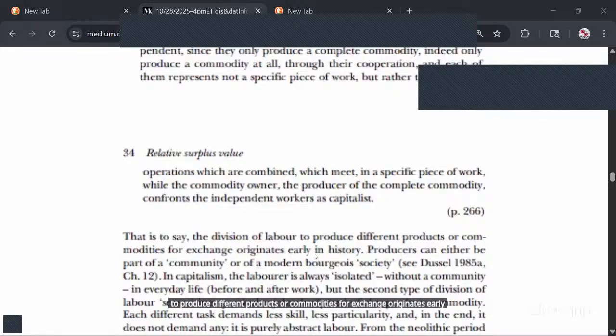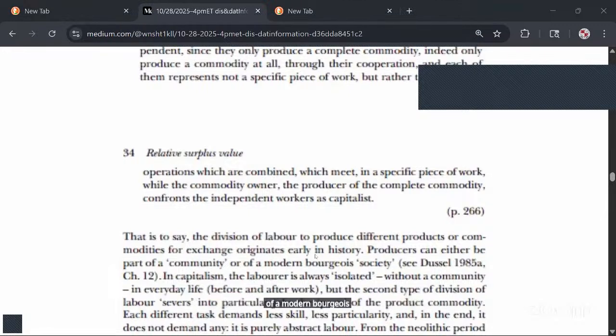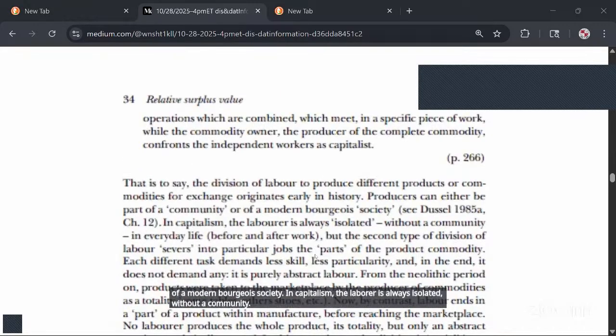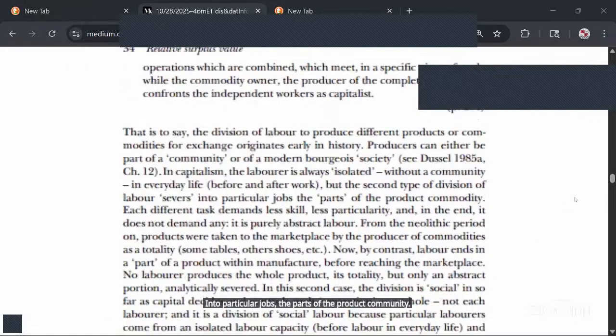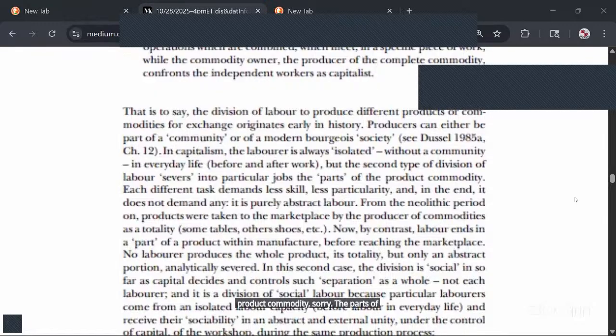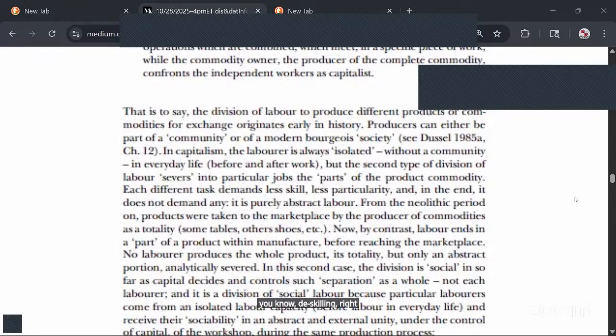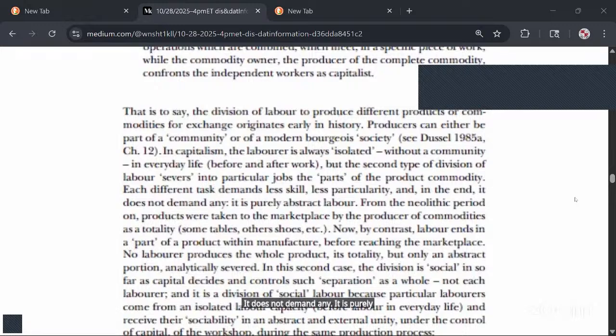Now, that is to say, the division of labor to produce different products or commodities for exchange originates early in history. Producers can either be part of a community or of a modern bourgeois society. In capitalism, the laborer is always isolated, without a community, in everyday life, before and after work. But the second type of division of labor severs into particular jobs the parts of the product commodity. Each different task demands less skill, de-skilling, right? Less particularity, and in the end, it does not demand any. It is purely abstract labor.